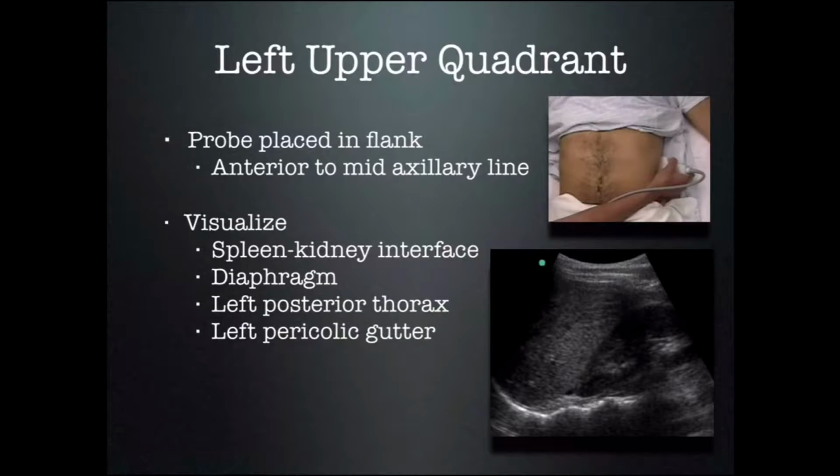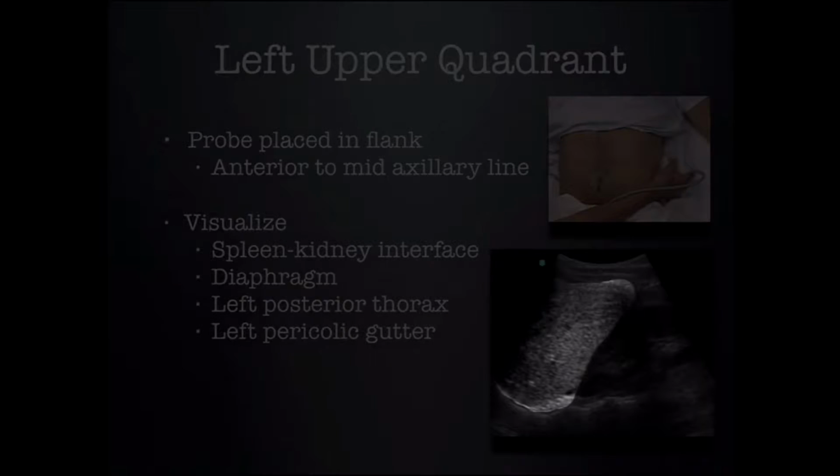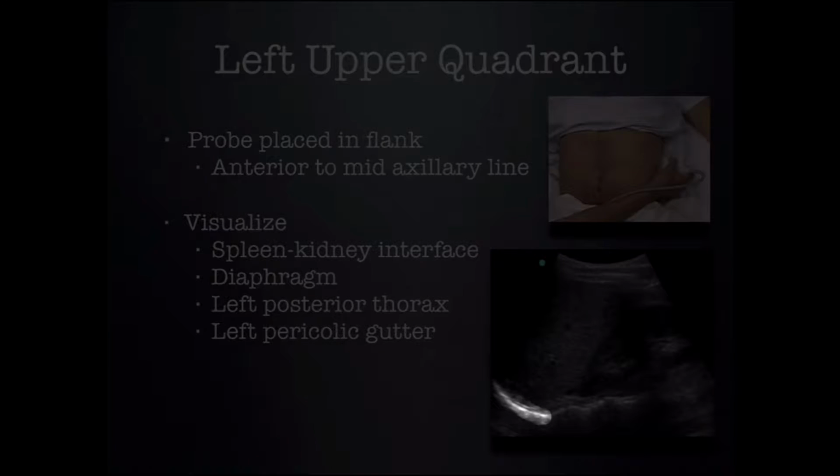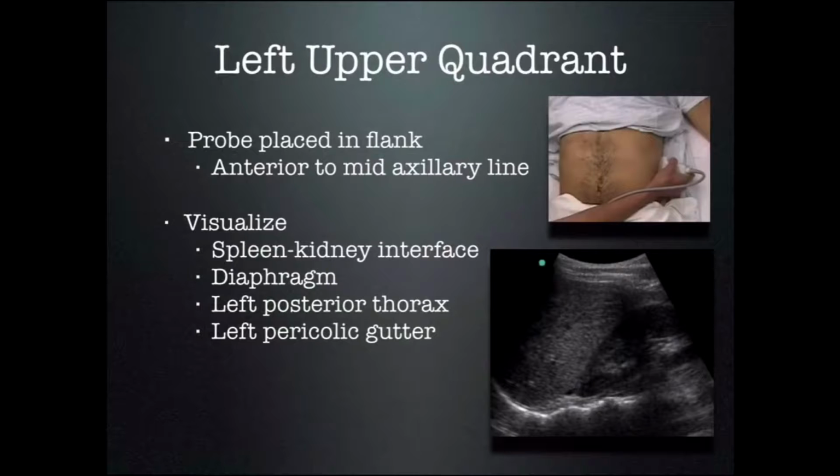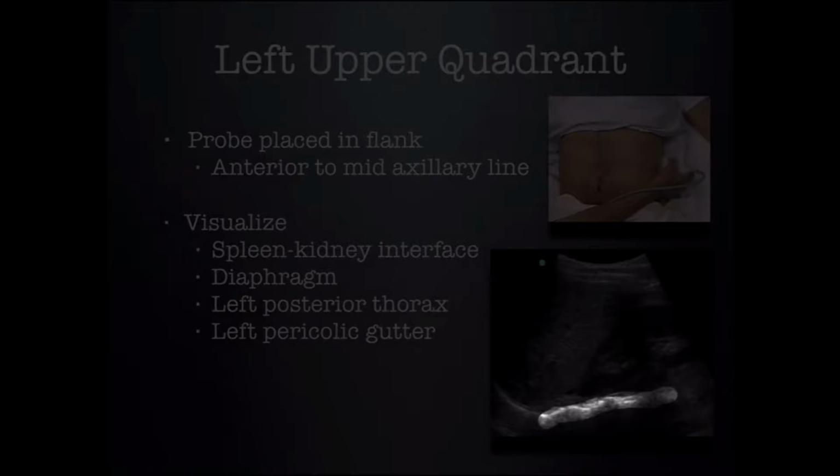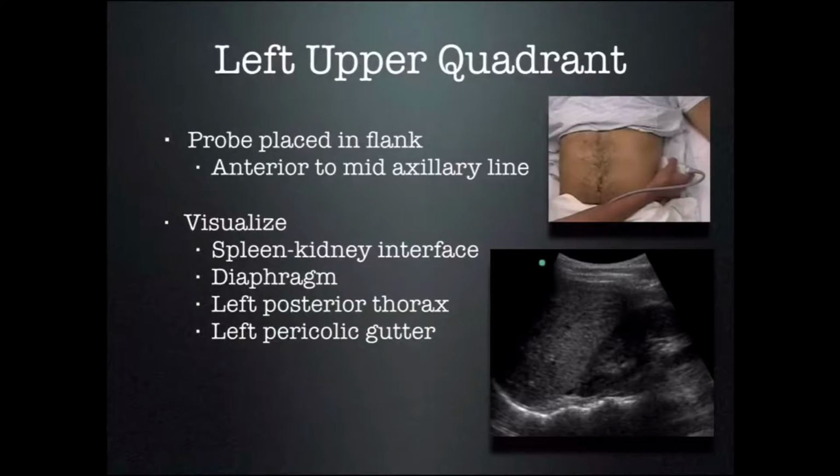The spleen is much smaller, so it is more difficult to find, but once you find the spleen, it looks very similar to the liver. The diaphragm at the 7 o'clock position is a hyperechoic line, the kidney inferiorly, and we see the spine deep on the screen.